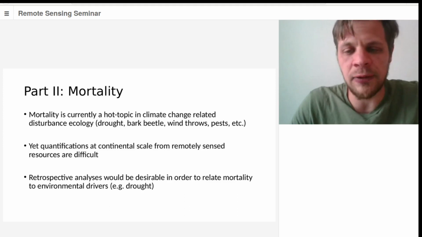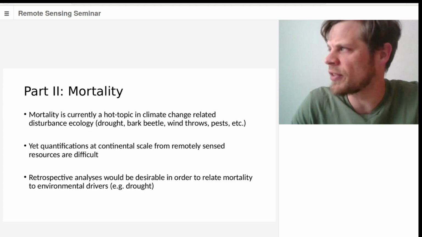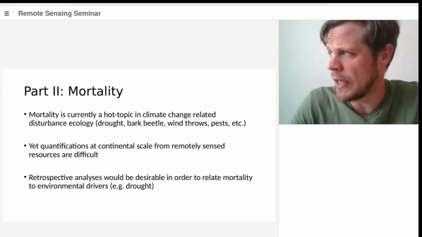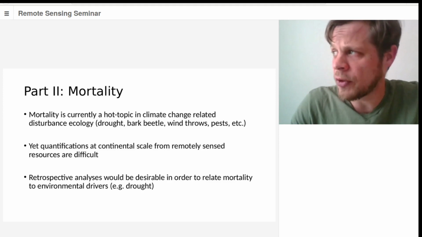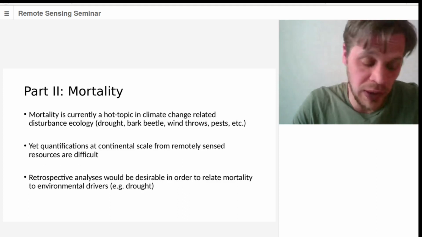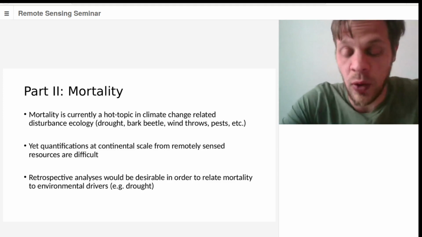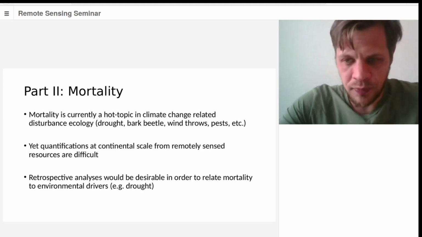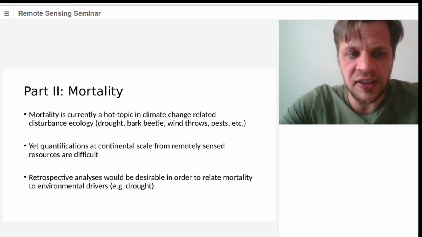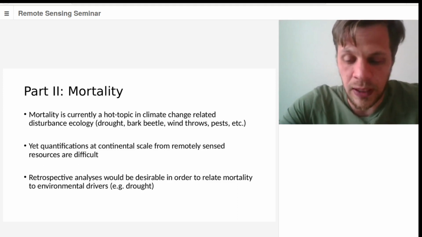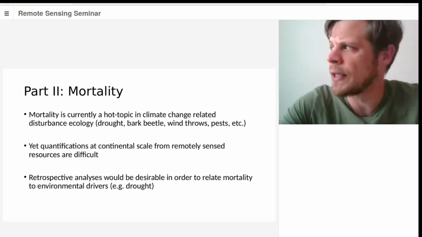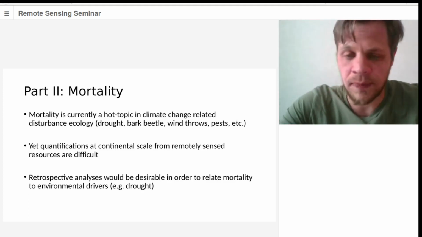But the problem is really that quantifications at continental scale from remotely sensed resources are still difficult. Okay, it has several reasons, because usually you need object-oriented remote sensing in order to make really statements about how many trees on how many hectares have died in 1 year. So I think there's still need for ground-based gathered data in order to make really reliable statements.